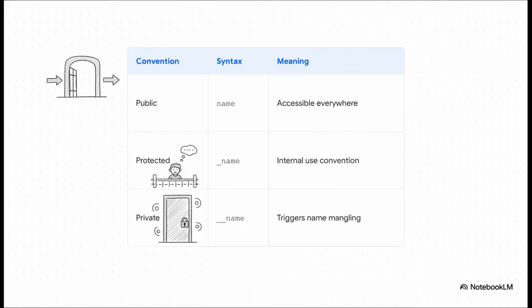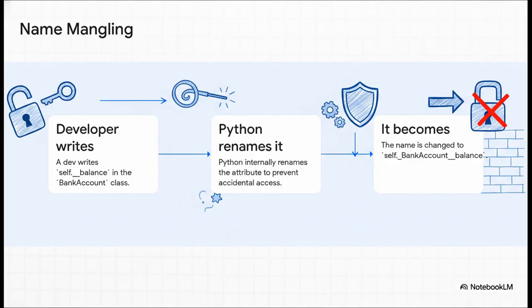And these conventions are actually pretty straightforward. If a variable name just looks normal, like name, it's public. Fair game for everyone. If it starts with a single underscore, like _name, that's the developer giving you a polite heads up, like, hey, this is for the object's internal use. You probably shouldn't be touching this from the outside. But then you have the double underscore __name. This is a much stronger signal, and it actually tells Python to do something special to stop people from messing with it by accident. And that special thing is called name mangling.